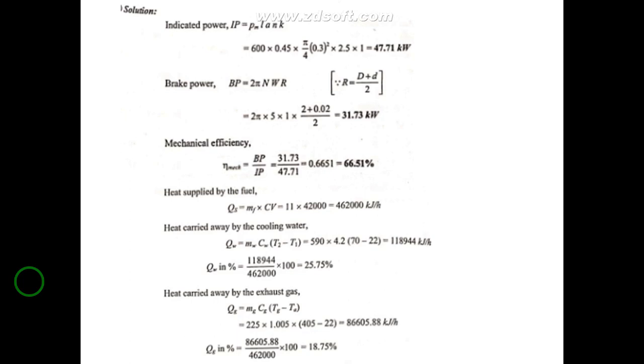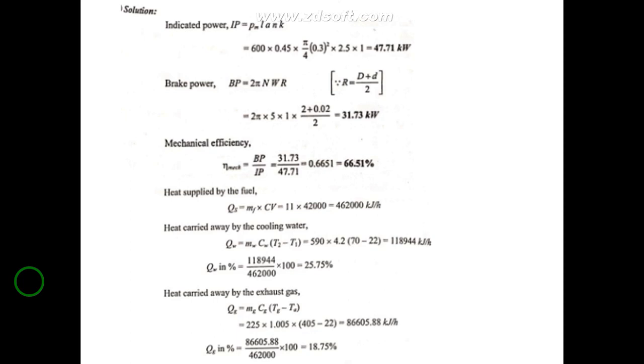Okay, so 2 pi into n, that is the RPM, the speed of the piston or the speed of the engine. W is the load, how much load we are giving to the engine, so 1 kilonewton. Next thing is R. R is nothing but the diameter, capital D plus smaller d divided by 2.